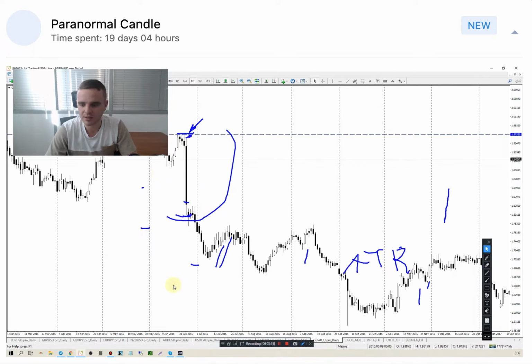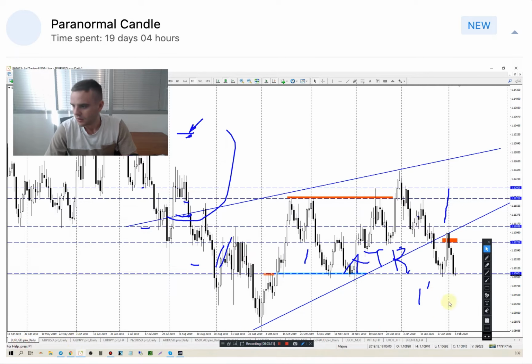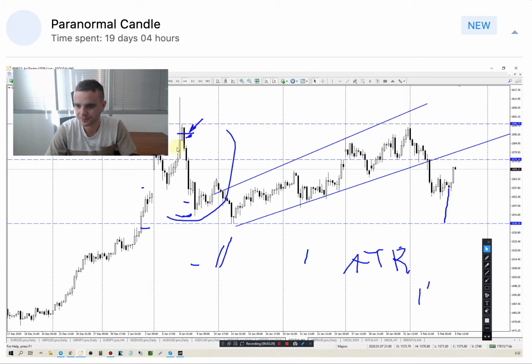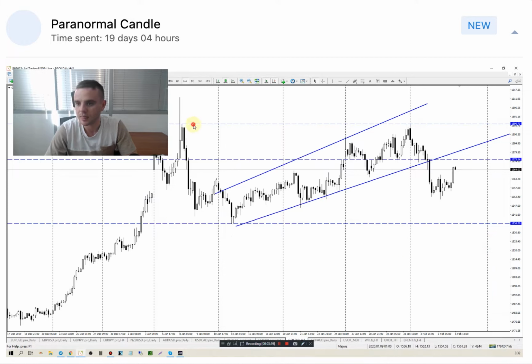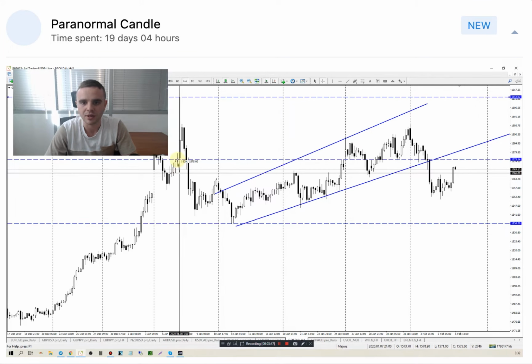Let's open another example. At this moment we can find another example for you on gold. You can find that example here. Another paranormal candle, it's here. Why is this candle paranormal? Let's delete this. This candle is paranormal. Why? Because the average move on gold is 82 pips.